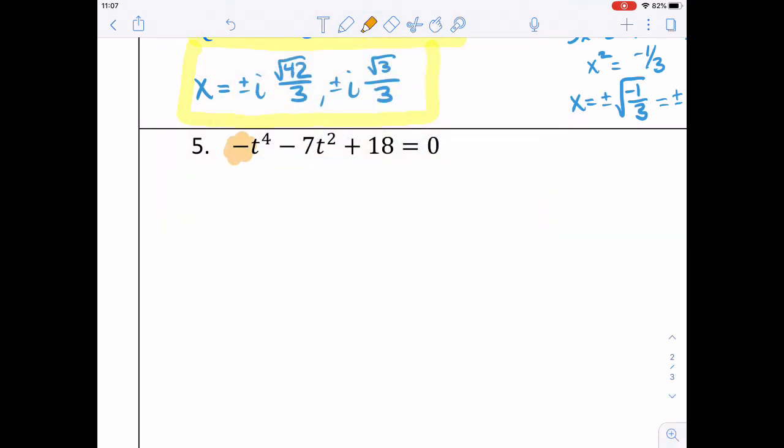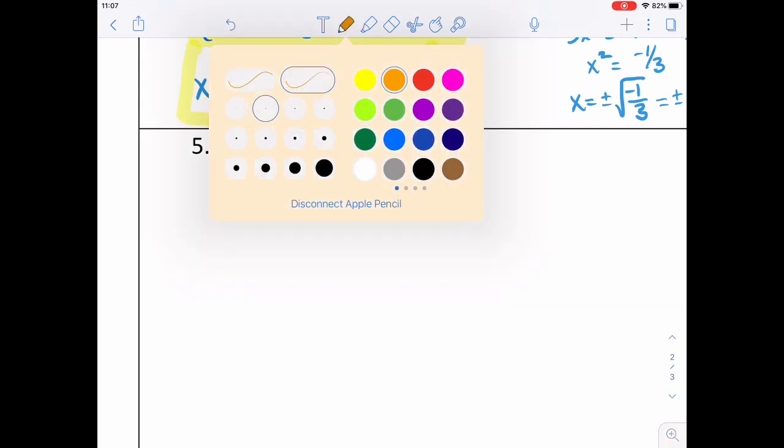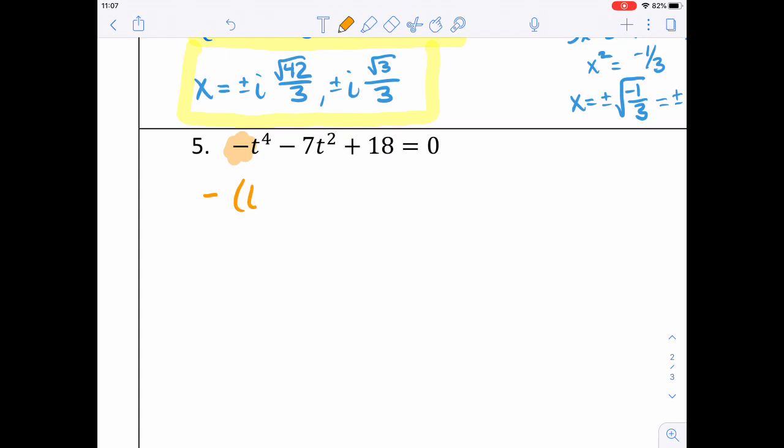Instead of moving everything to the other side, which if we're just solving is okay, I want you to get used to factoring out GCFs instead of dividing them out and getting rid of them, because when we're working with functions, we don't want to just drop them. So when we factor that out, we have negative t to the 4th plus 7t squared minus 18 equals 0. Now we have a nice leading coefficient of 1 inside.